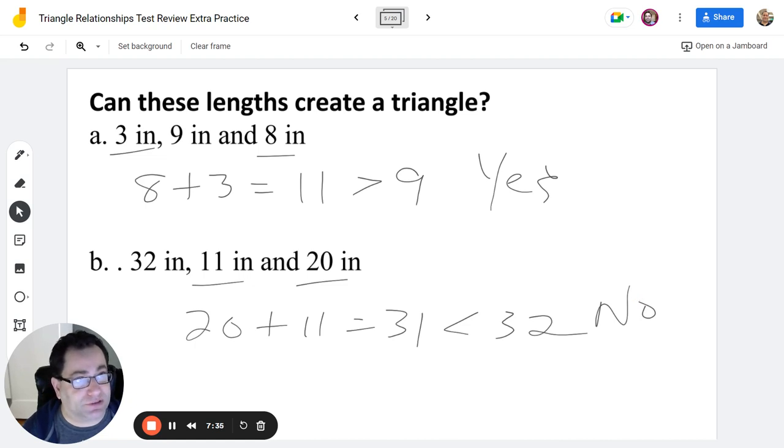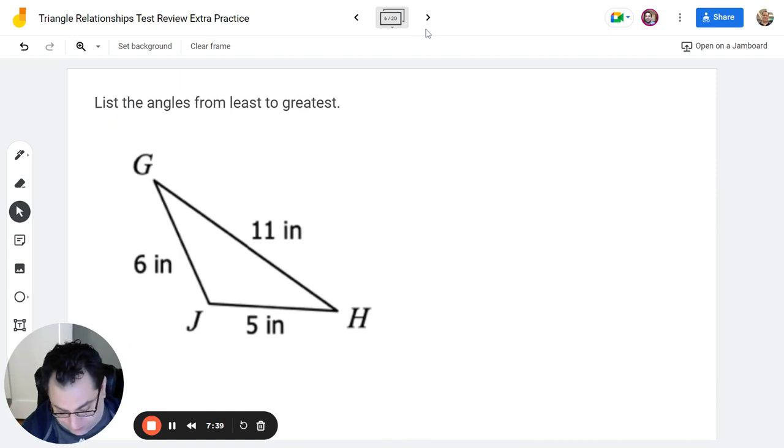Question number 6. All right, in question number 6, we want to list the angles from least to greatest. So this is the angle side relationship theorem, where the largest side is opposite the largest angle, and the smallest side is opposite the smallest angle.